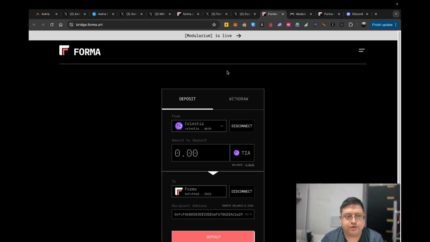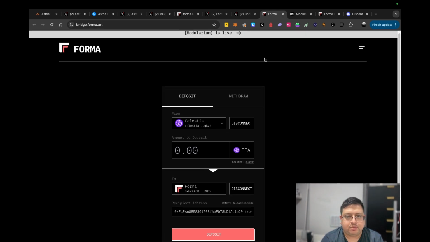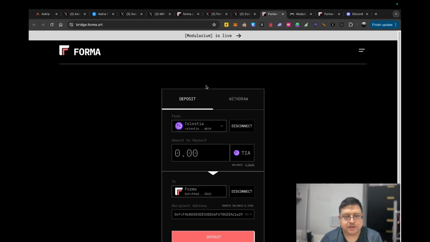So what you want to do to mint these NFTs on Forma chain is use this bridge to bridge to the Forma chain. What this uses is Hyperlane in the background. So you're using Hyperlane, you're using Astria, and you're using Forma. They all don't have a token, so it's like a 3-in-1.